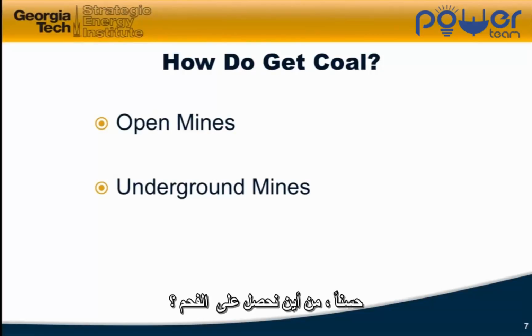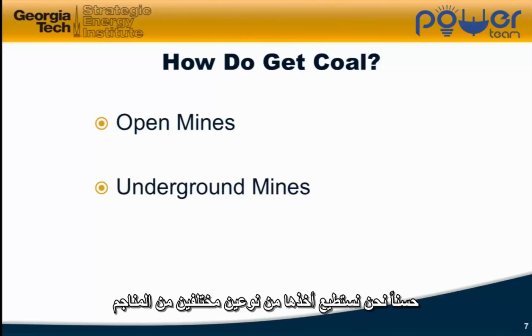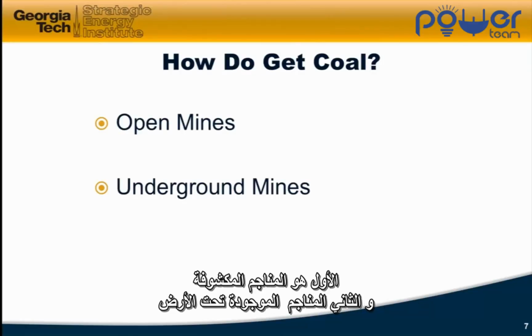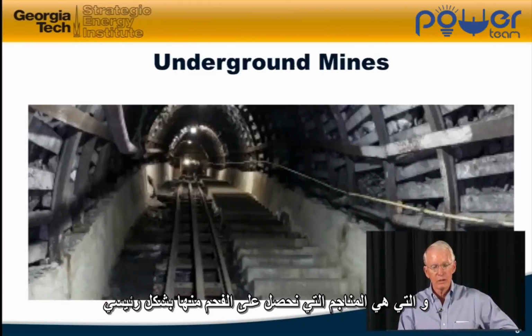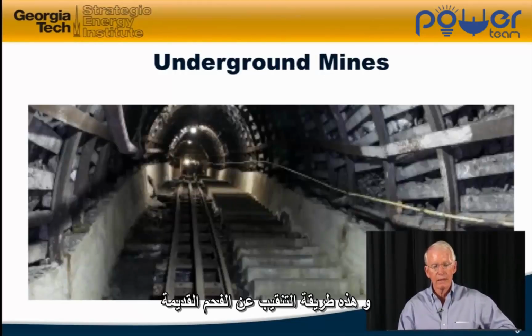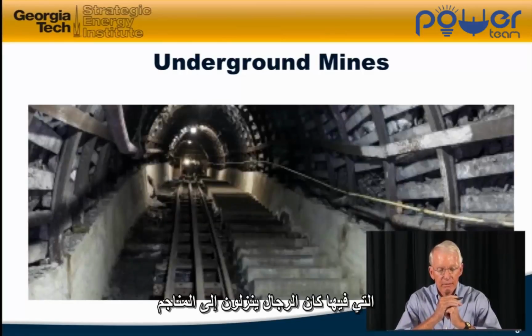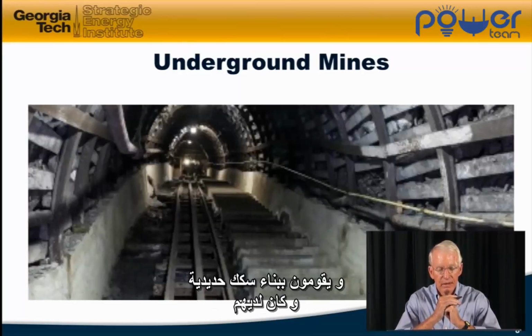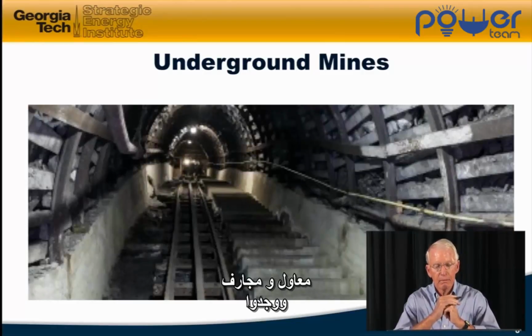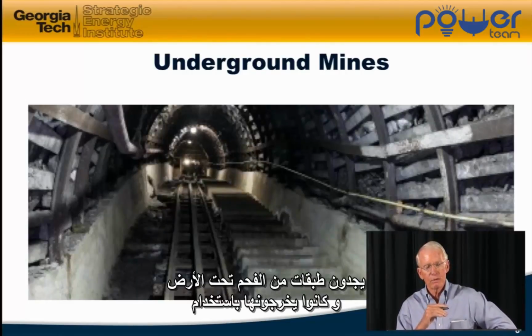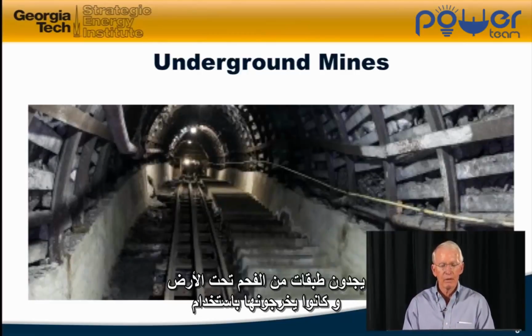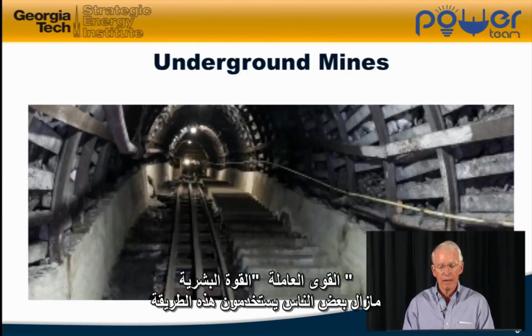Well, where do we get the coal from? Where do we get these chunks of coal? Well, we can get them from two types of mines. One is the open mines, and number two are the underground mines. Underground mines is where we primarily got them from originally, and that's the old coal mining industry, where mainly we had men go down there and build rails back in there, and they had picks and shovels, and they found seams of coal underground, and then they hauled it out of there by a lot of manpower.